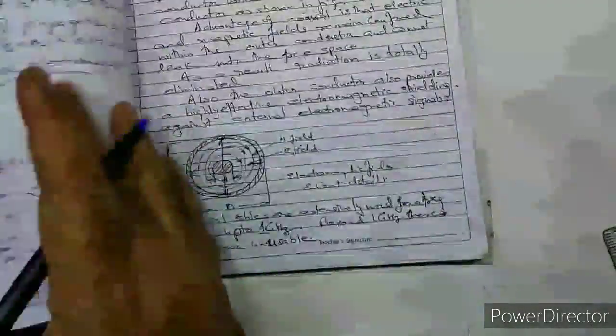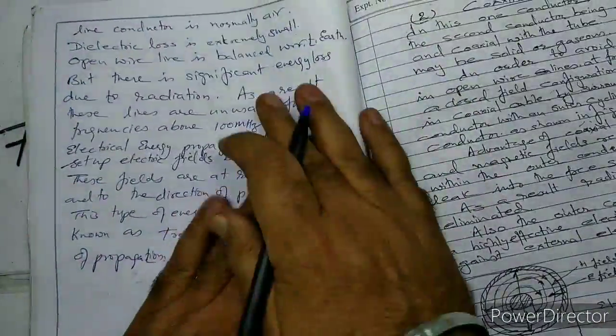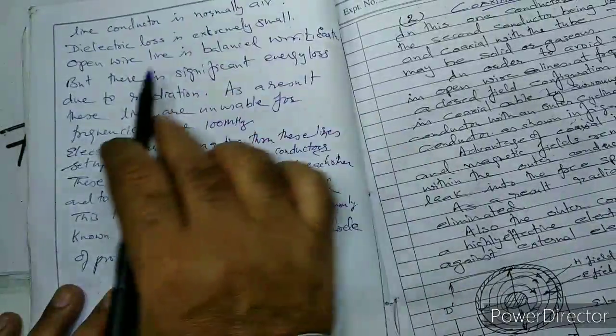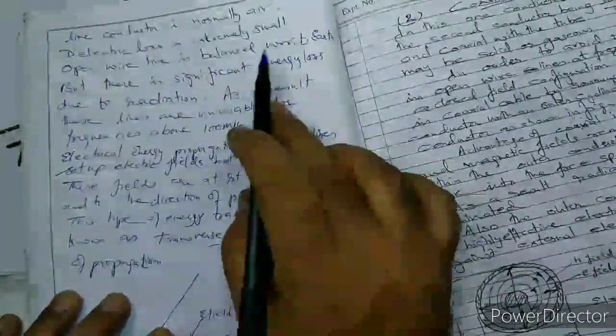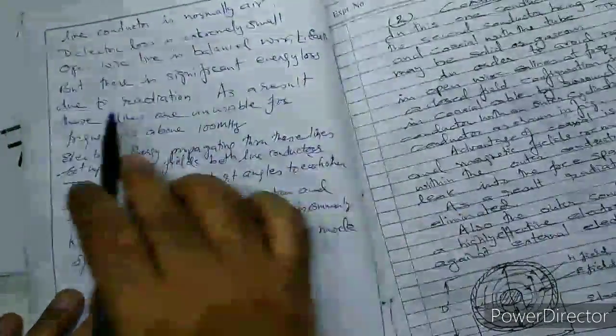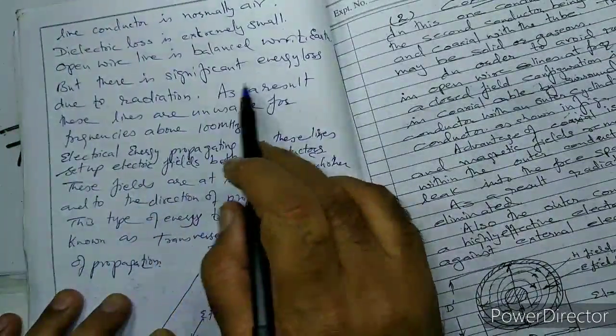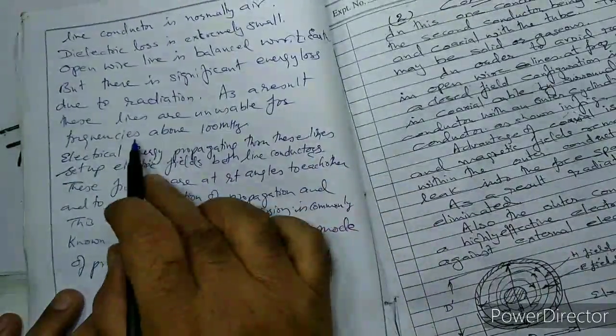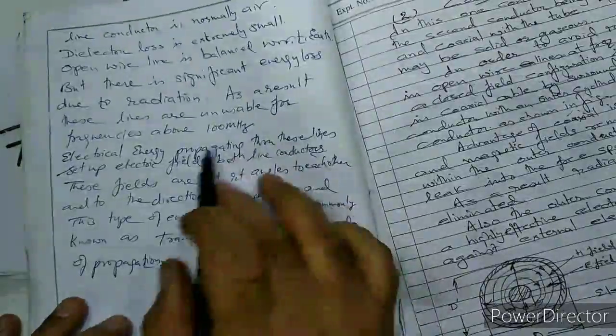Insulation between the conductors is normally air. Dielectric loss is extremely small. Open wire line is balanced with respect to earth. But there is a significant energy loss due to radiation. As a result, these lines are unusable for frequencies above 100 MHz.